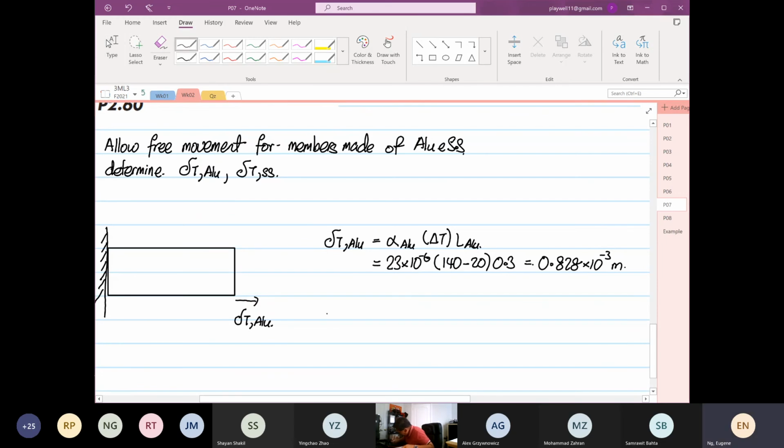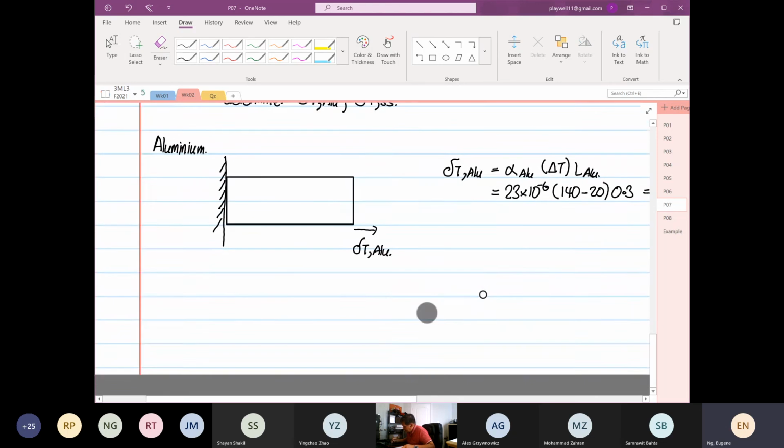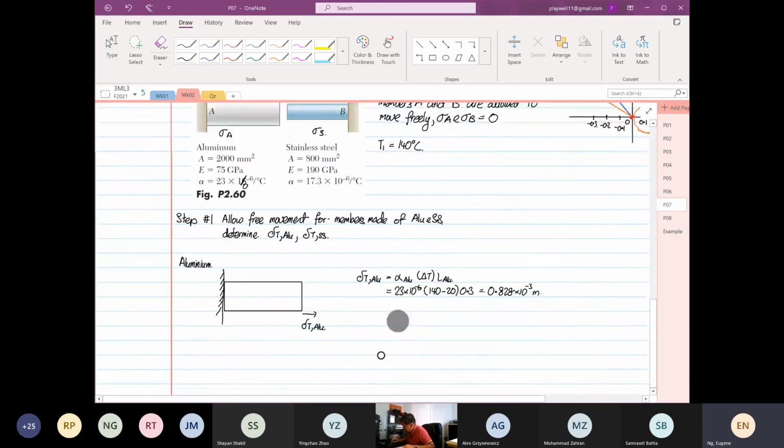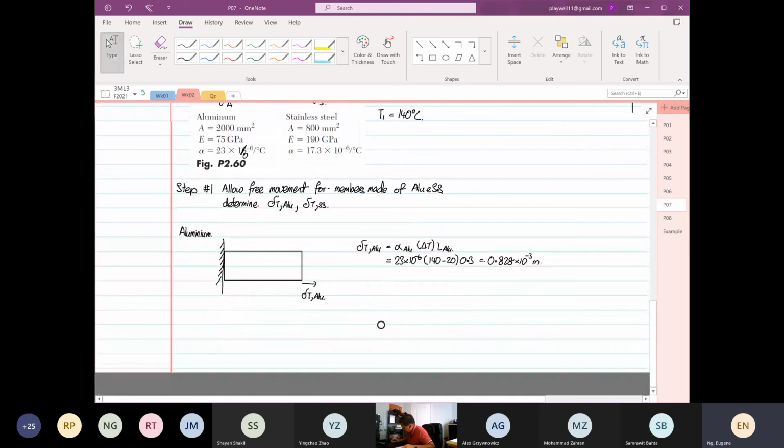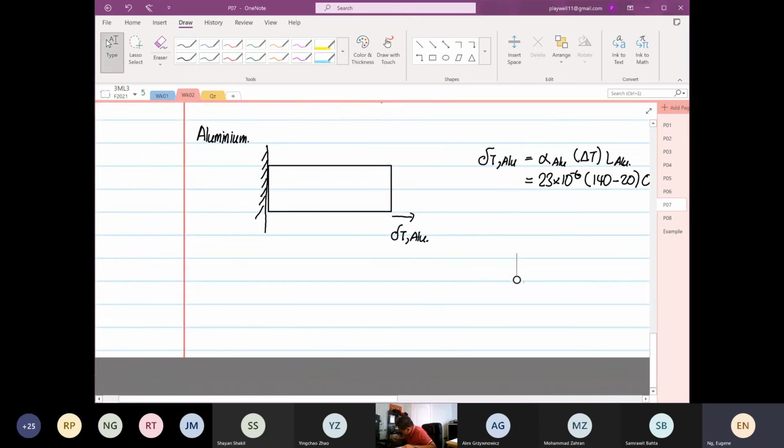So now we have found the delta L of the aluminum. And then next, we are going to do stainless steel.